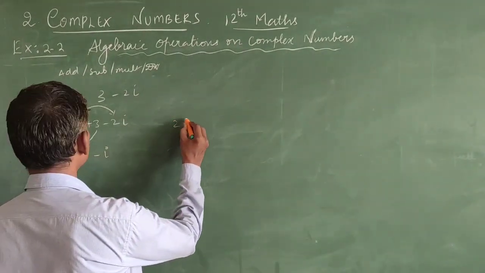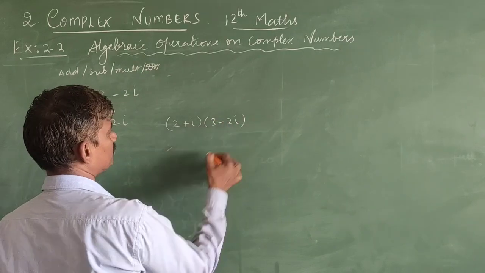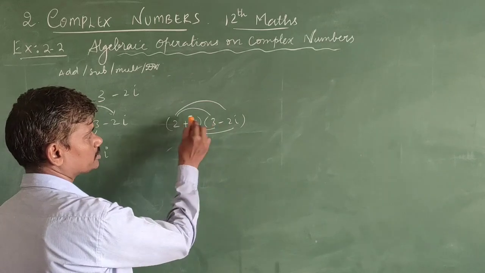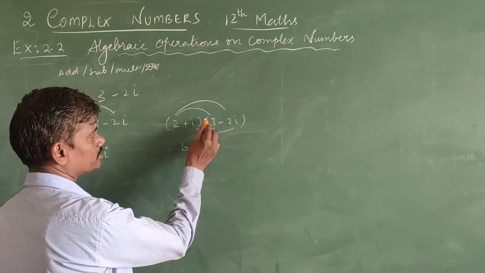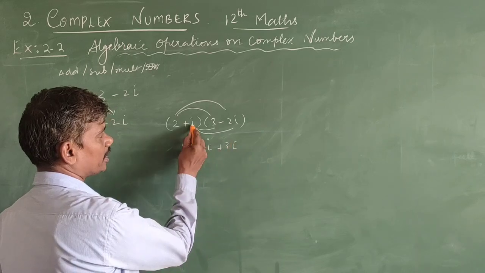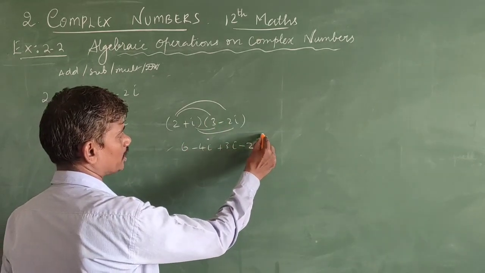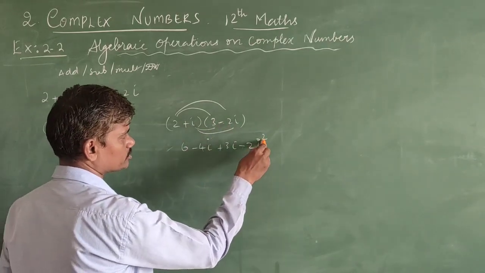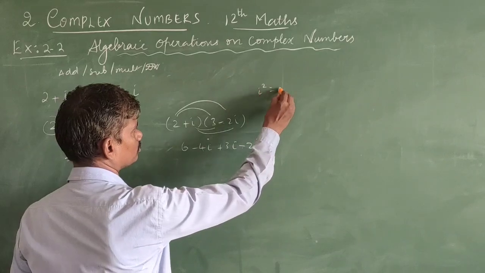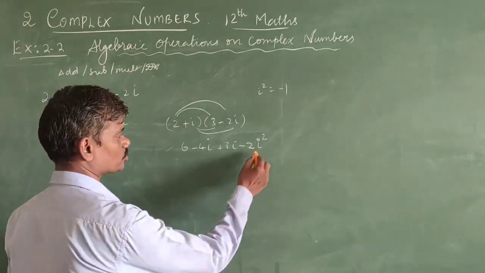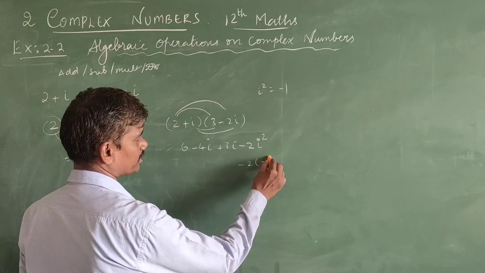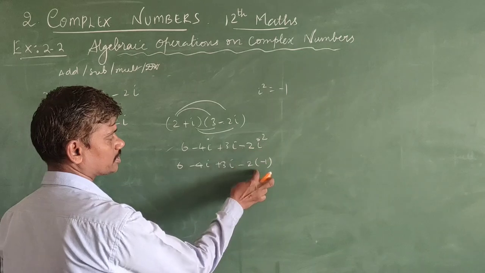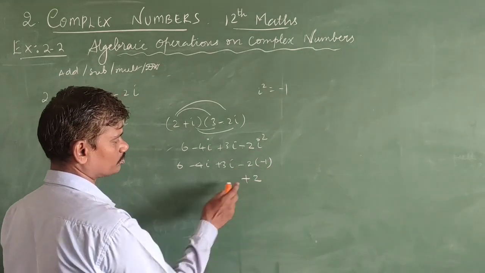When it comes to multiplication, let us take the same example. When you multiply, you just do ordinary multiplication. So 3 into 2 is 6, 3 into minus 2i is minus 6i, 3 into i gives 3i, i into minus 2i gives minus 2i square, and i into i gives i square. The value of i square, as you learned in the last exercise, is minus 1. Substitute i square as minus 1 here. Then it becomes a real number: minus 2 into minus 1 becomes plus 2.